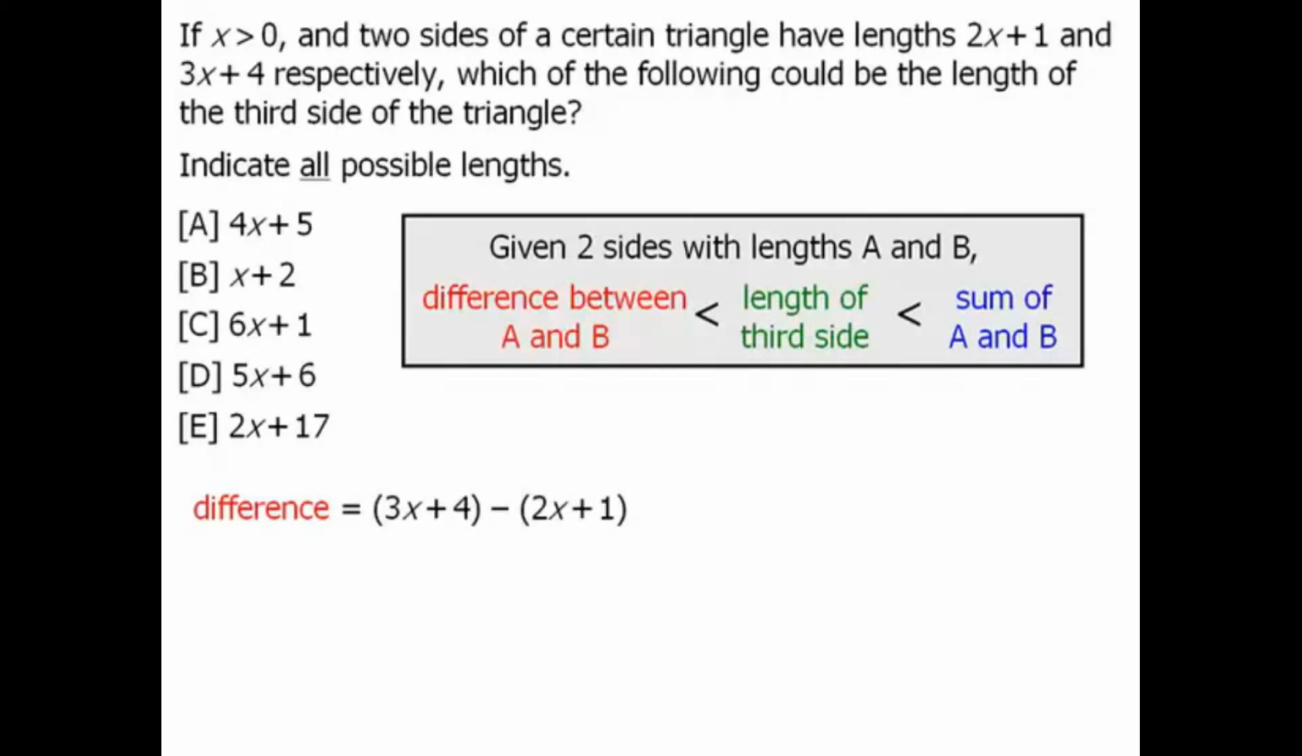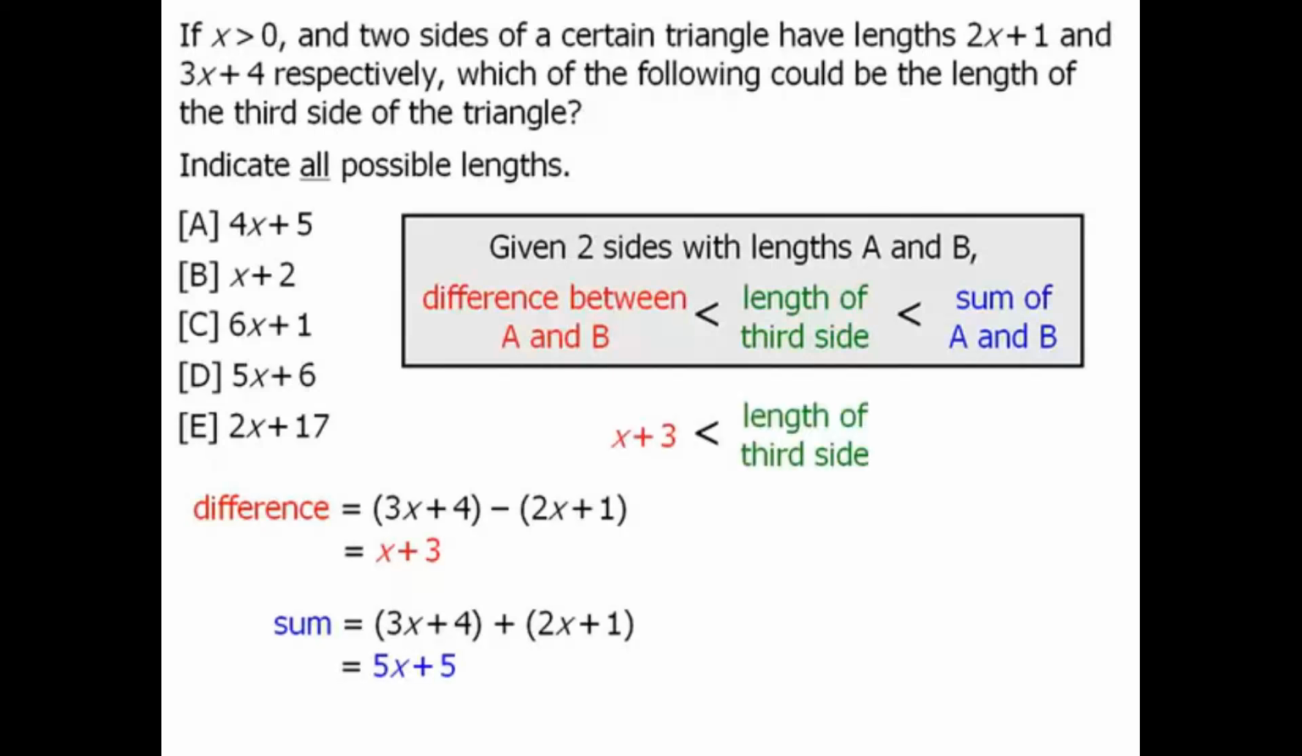This will be equal to 3x plus 4 minus 2x plus 1, and this is equal to x plus 3. Now let's find the sum of the 2 given lengths. This, when we simplify it, will equal 5x plus 5. So the length of the third side must be greater than x plus 3 and less than 5x plus 5.